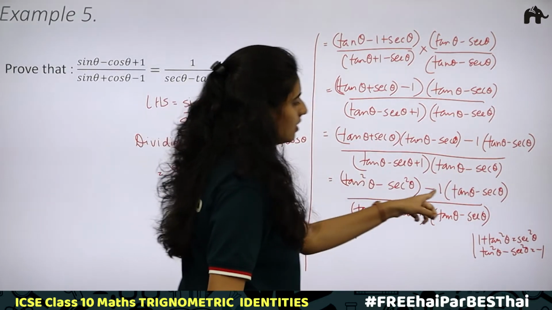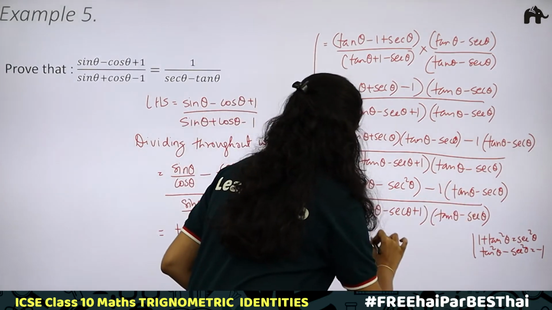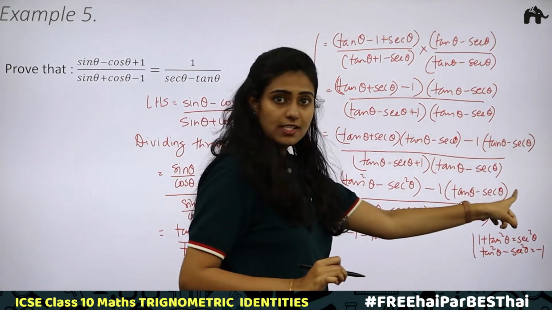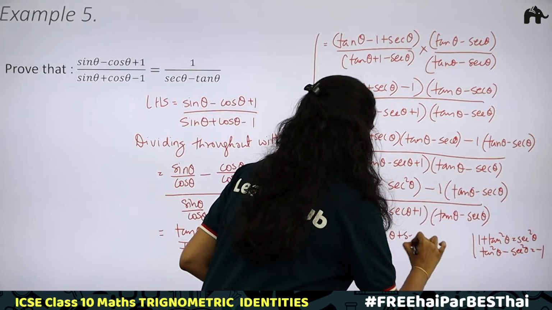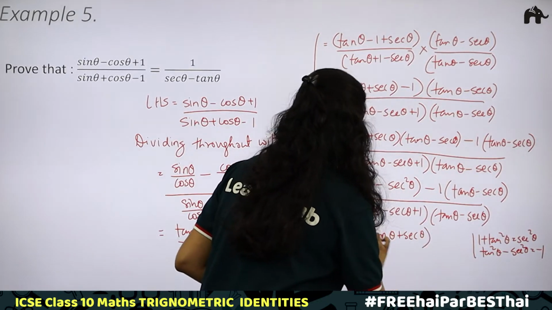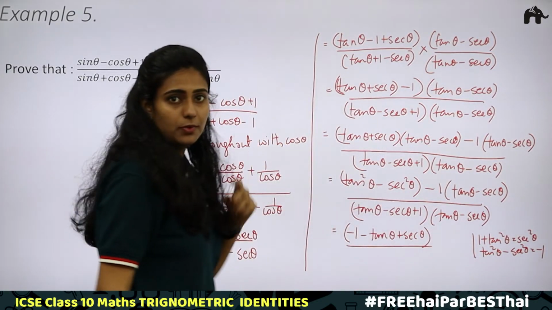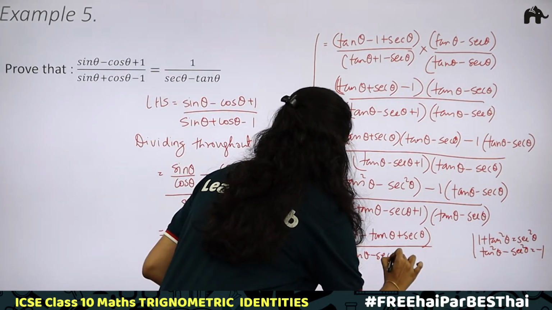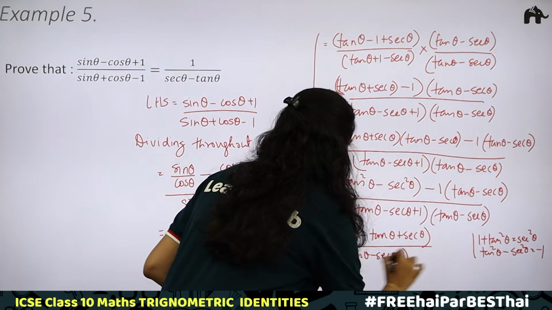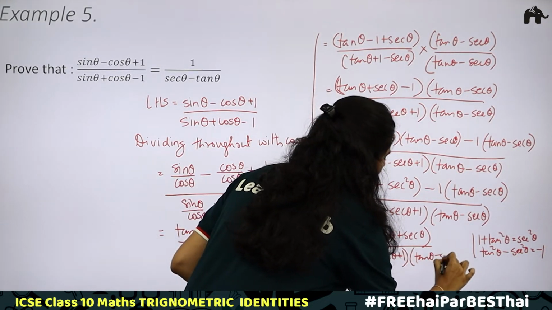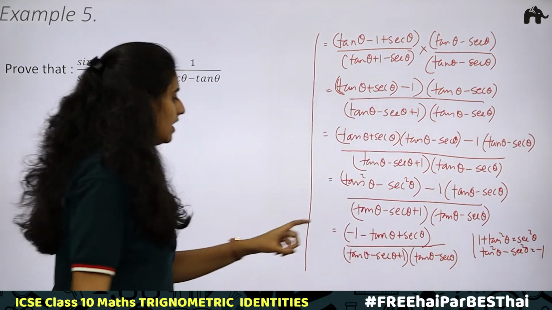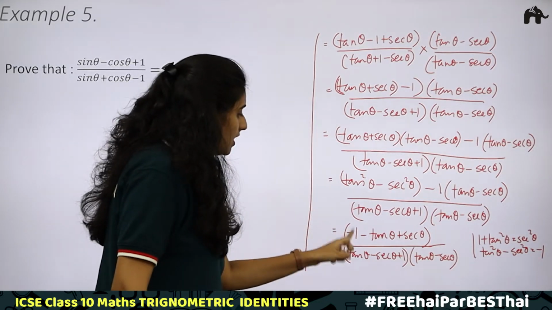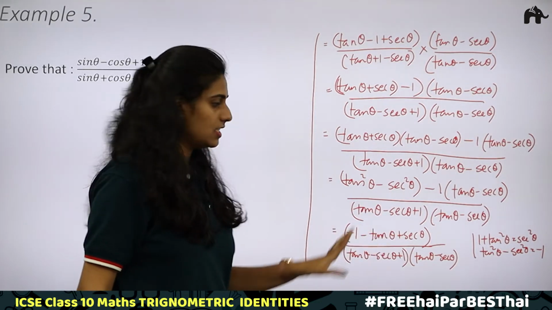Minus 1, removing the bracket, minus tan theta, minus of minus 1 into minus sec theta is plus sec theta, plus sec theta, divided by, what about denominator? Denominator we have tan theta minus sec theta plus 1 into tan theta minus sec theta. Okay. Here we have tan theta minus sec theta plus 1 in the denominator, minus 1 minus tan theta plus sec theta in the numerator.